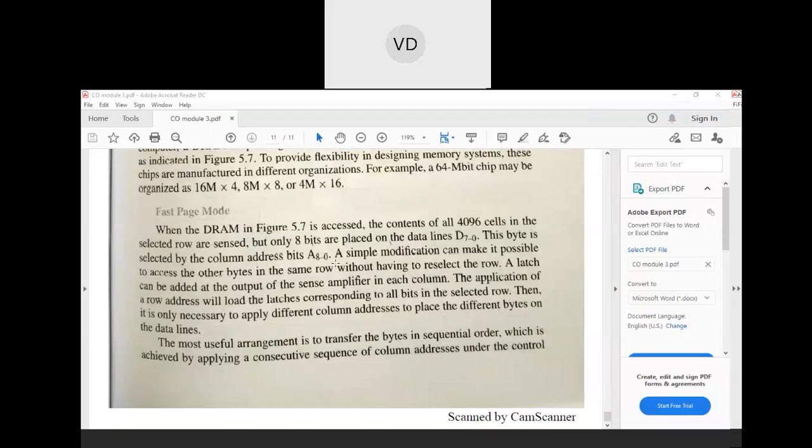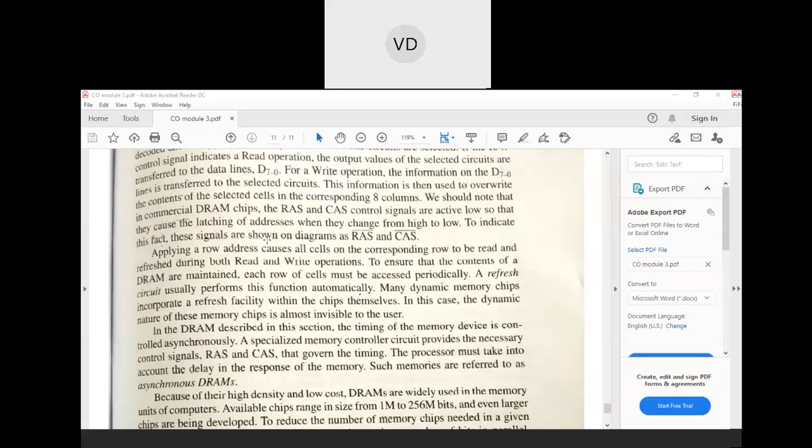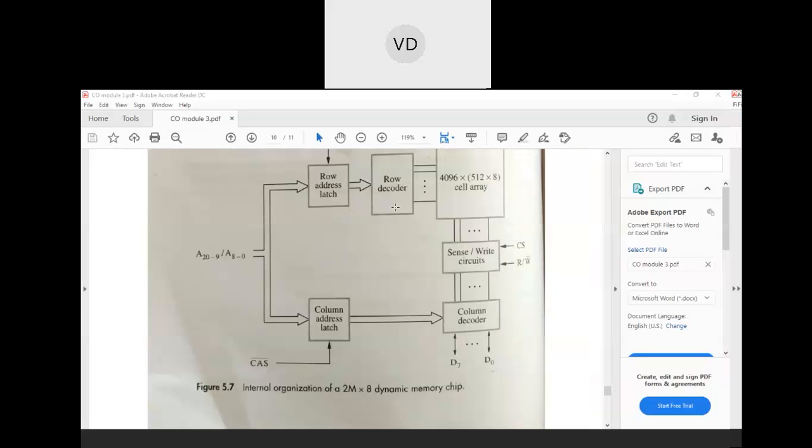Fast page mode. So what is this fast page mode? The first important thing where we are using fast page mode is to make the reading or writing faster. Second thing is for refreshing the complete row. Here what we are doing, we are reading one row, and out of that row only 8 bits are used, and those 8 bits will be refreshed.